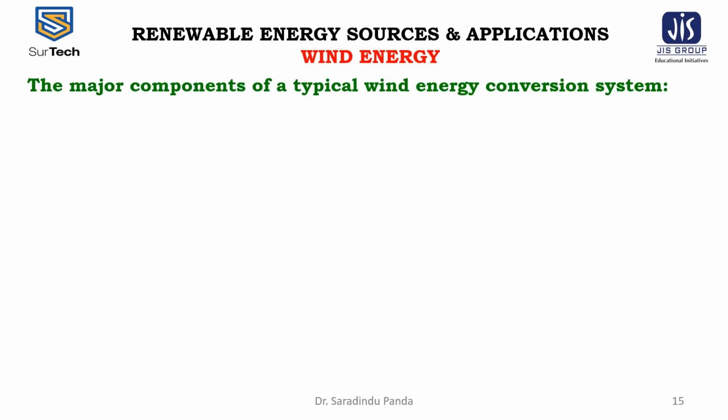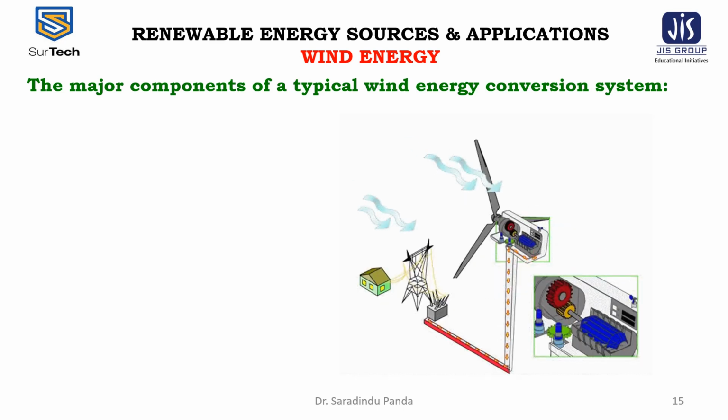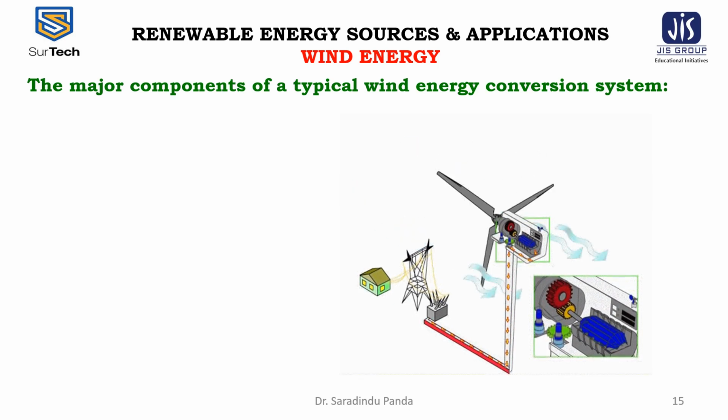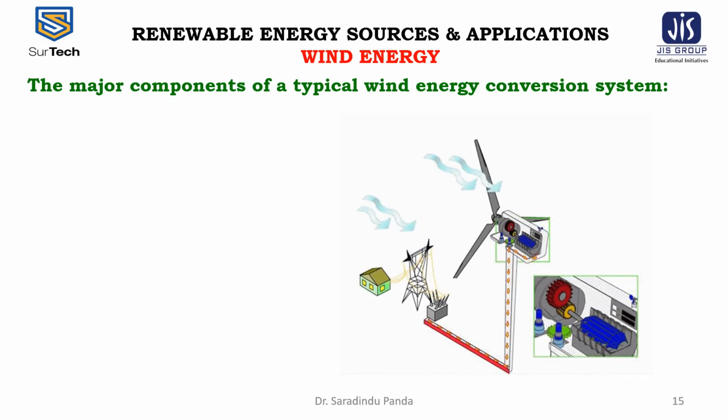Now come to the major components of a typical wind energy conversion system. A typical wind energy conversion system is shown in this figure. A wind energy conversion system is an apparatus for converting the kinetic energy available in the wind to mechanical energy that can be used to power machinery, that is grain mills, water pumps, etc., and or to operate an electrical generator.